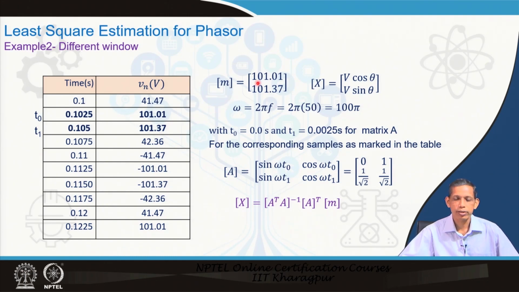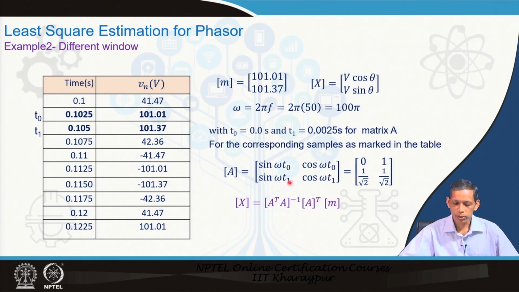Now, in the M matrix, the corresponding two samples are 101.01 and 101.37. The corresponding x again remains the same, V cos theta and V sin theta as per the formulation, and therefore the A matrix now becomes sin omega t0, cos omega t0, and sin omega t1, cos omega t1, same as what we saw in the earlier example. What we are doing here is advantageous, because we are not changing the A matrix, which is a benefit of not computing the A matrix repeatedly. Even if we shift the window of measurements, the pseudo inverse computation also becomes fixed.